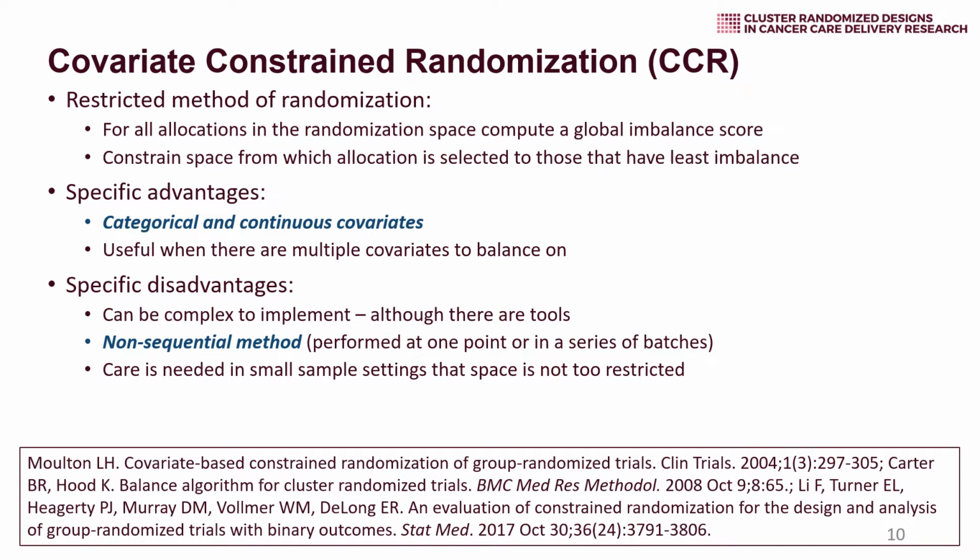Covariate constrained randomization is another restricted method of randomization. It calculates all possible allocations in the randomization space, and for each of those, it computes a global imbalance score. And then it constrains the space from which the allocation is selected to those that have got the least imbalance. Contrary to those methods that we have seen so far, it can incorporate both categorical and continuous covariates, and it's useful where there are multiple covariates to balance on.